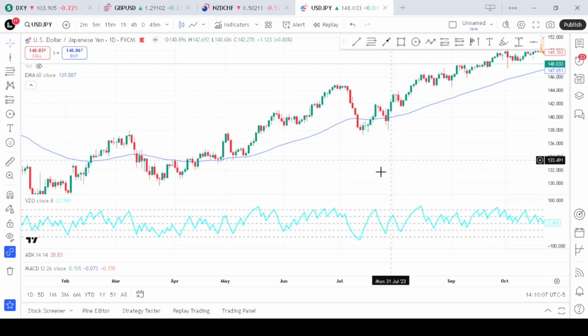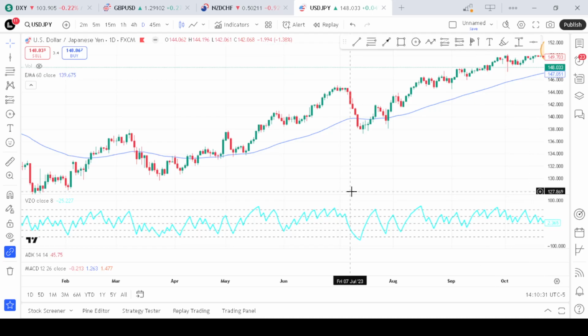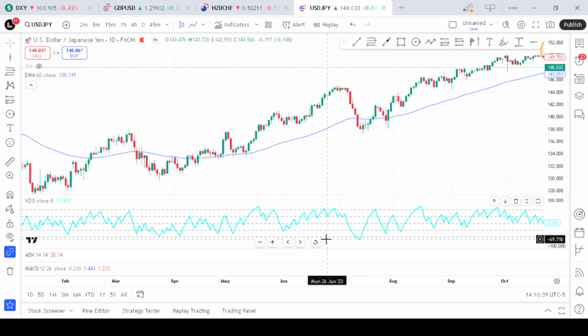Now, the other levels you need to take note of on this indicator are the positive 40 and the negative 40. These levels represent strong bullish and bearish momentum. If the VZO crosses above the positive 40, it indicates strong buying pressure, while if it crosses below the negative 40, it suggests strong selling pressure.